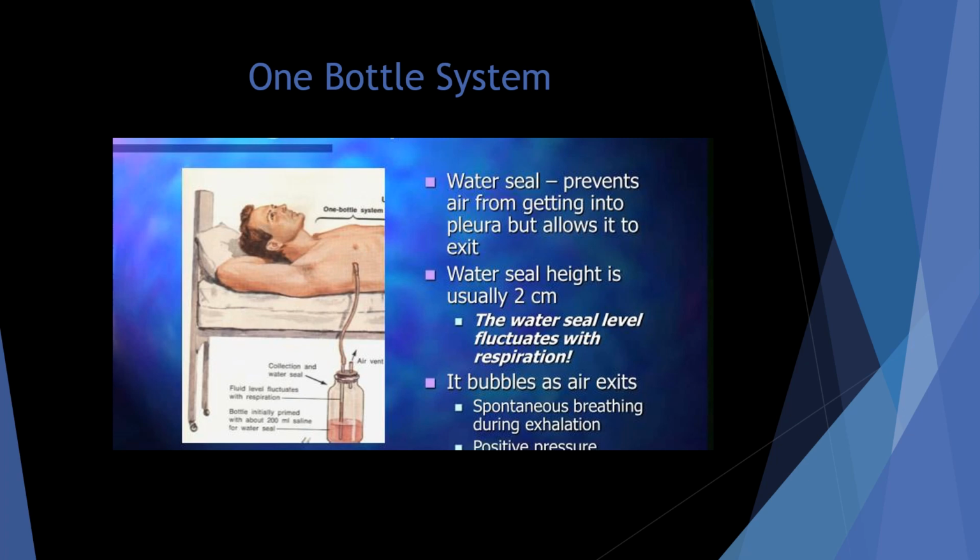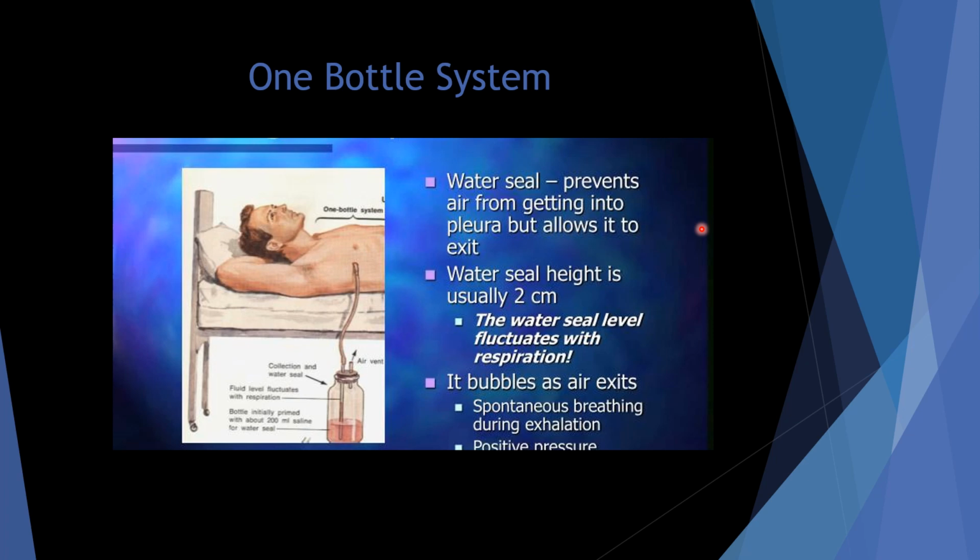The tubing coming in is going to be submerged in 2 centimeters of water. I don't know why they have this saying 200, but that tube is only going to go into 2 centimeters of water. This is going to allow the patient, as they breathe, to overcome that 2 centimeters of water with the increased pressure in the chest, and the air will bubble up and exit through the air vent. This is a passive process, because it is not using anything to assist the air to escape out of the patient's lung other than the patient's own respiratory drive.